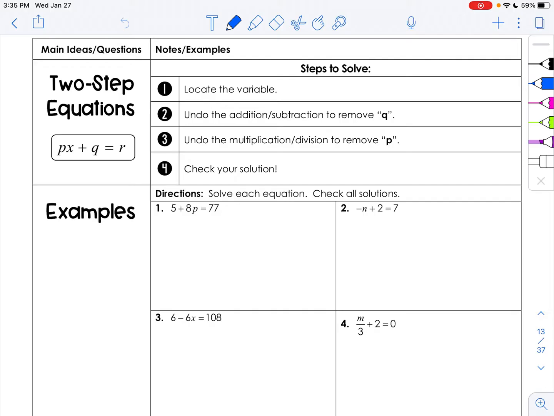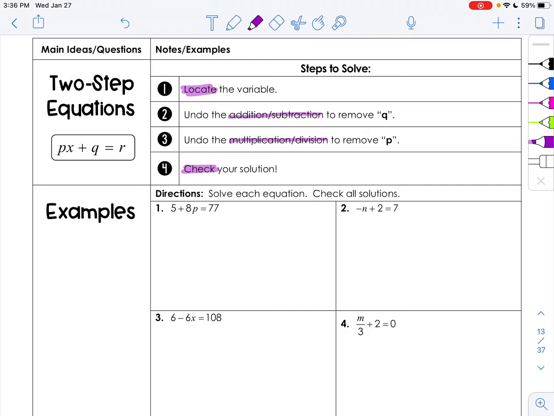So the steps you want to follow with two-step equations: you want to still start out by locating your variable. So talking about where that variable is at. Is it to the left or right of your equal sign? What variable is it? Is it an X? Is it a Y? Is it an N or a B? And then what you want to do is undo your addition and subtraction. And then undo your multiplication and division. And then finally, you can still check your answers like we've been doing before.